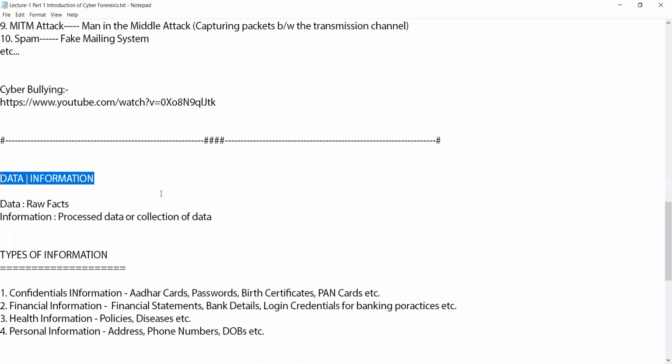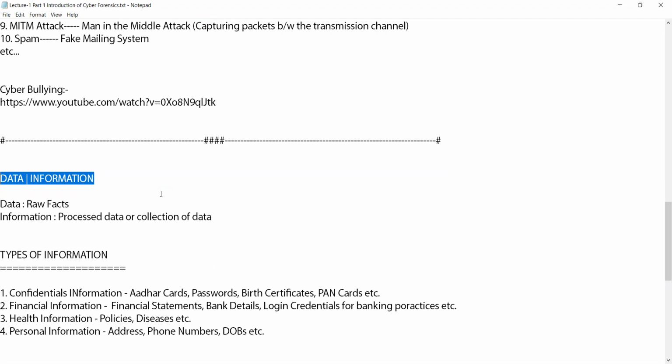The next thing is the types of information. So what are the types of information, guys? On the basis of categories, information is divided into 4 categories. Why do we need to understand what type of information we have? Because if you're working as an investigator, once the data is breached, you need to know what type of information was stolen by that particular cyber criminal or attacker. So in that case, there are in total 4 categories.